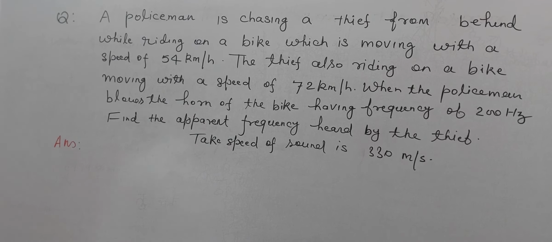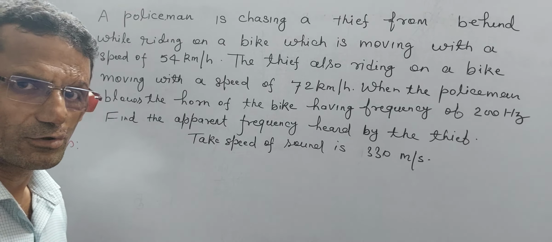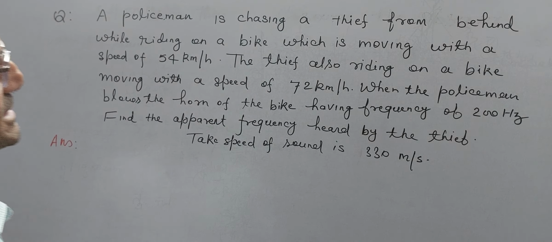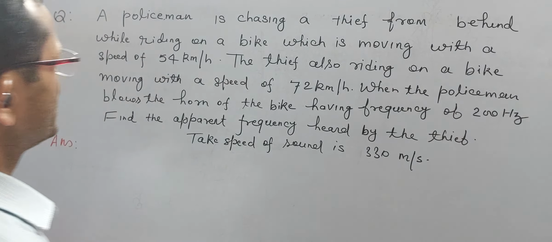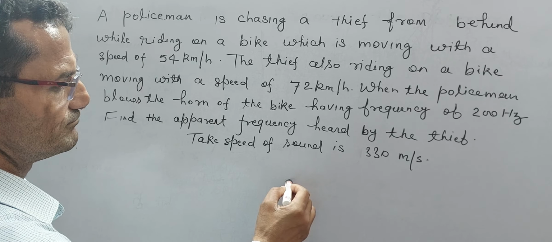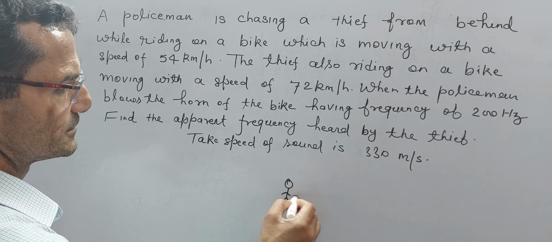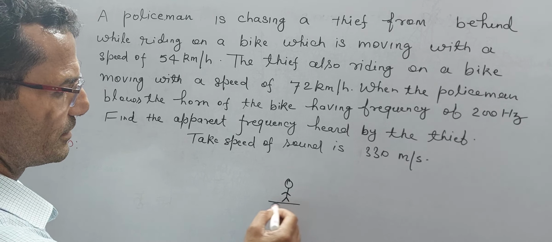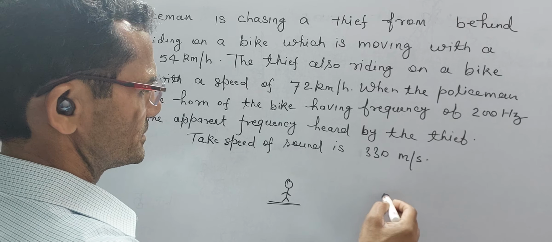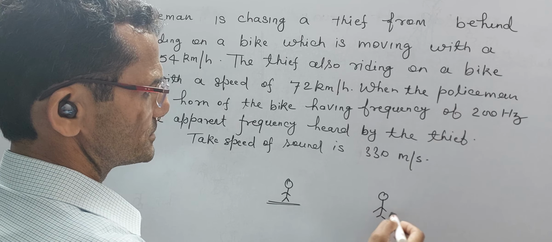Now this is our problem in which both source and observer are moving. Here a policeman is chasing a thief from behind the vehicle. Let us suppose this is our policeman, riding on a bike, and the thief is also riding on a bike. He is also moving.